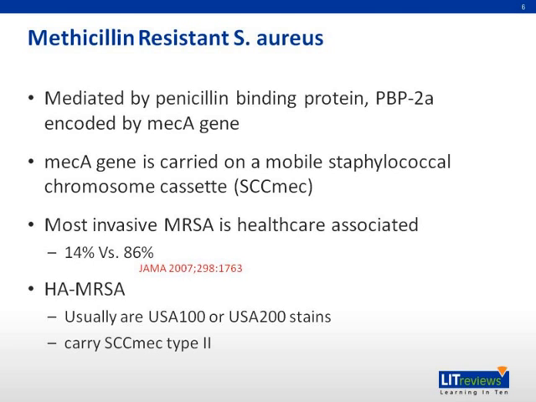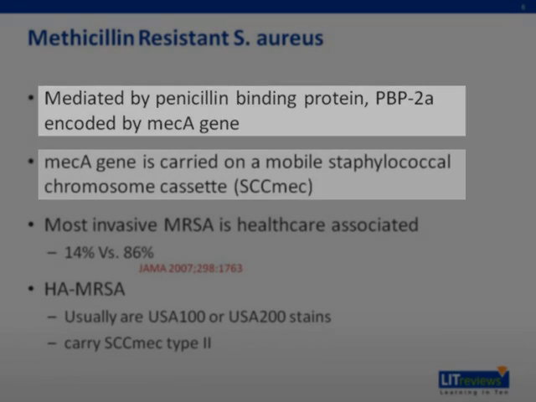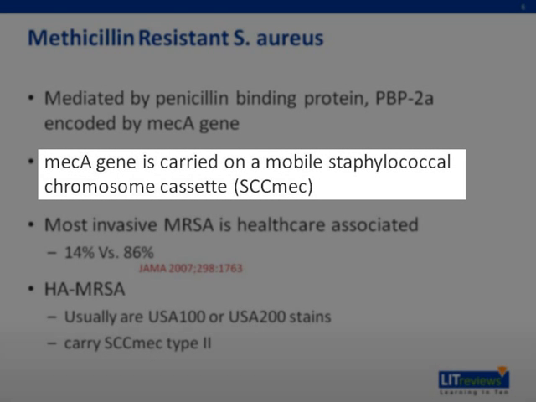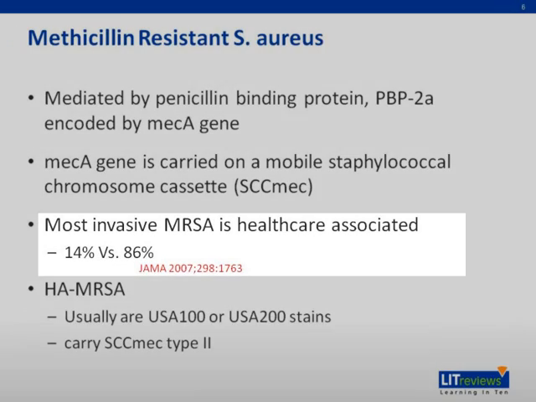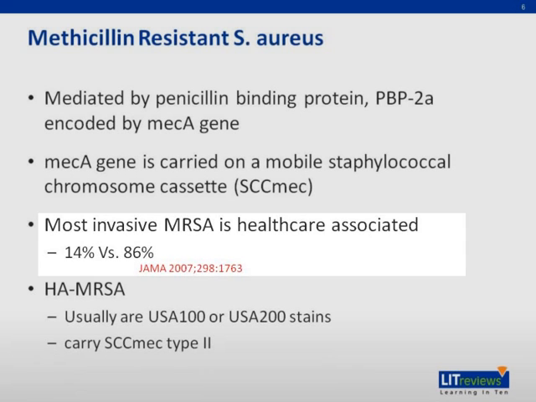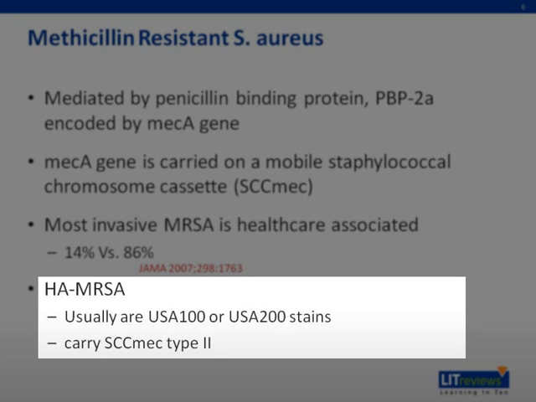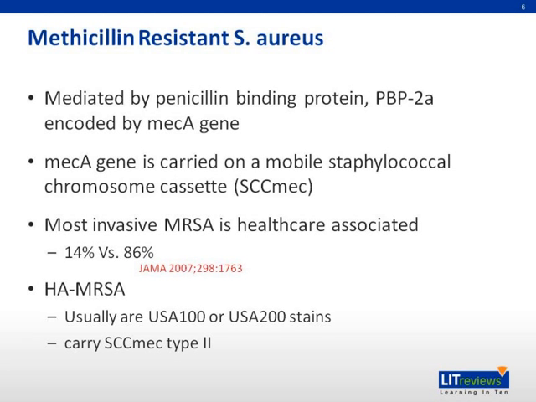The resistance to methicillin is mediated by penicillin binding protein PBP2A, encoded by the mecA gene, which is in turn carried on the mobile Staphylococcus chromosome cassette. Most invasive MRSA infections are healthcare associated. In fact, with pulsed field gel electrophoresis, most of the healthcare associated MRSA is of the strain USA 100 or 200, and this carries SCCmec type 2 genes.